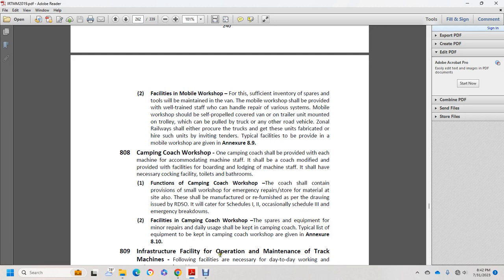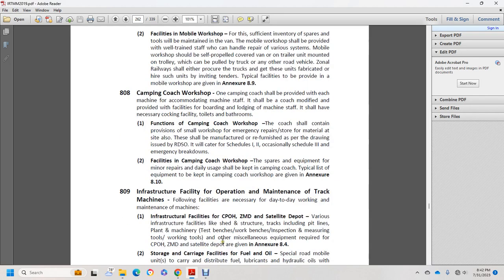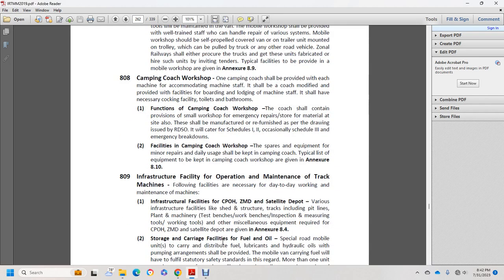8.10 Infrastructure facility: operation and maintenance of the track machine. The following facilities are necessary for the day-to-day working and maintenance of the machine. The infrastructure facility includes the central periodic overhaul, zonal maintenance depot, satellite depot, and various instructional facilities like the shed, the structure of the tracks, including pit lines, machinery test bench, workbench, inspection, measuring tools, working tools, and other miscellaneous equipment.